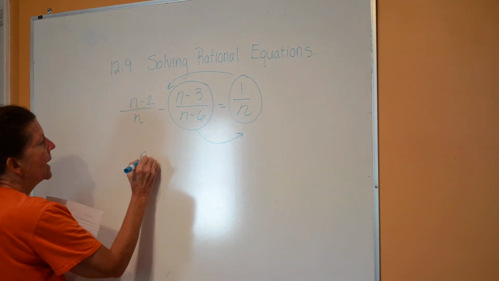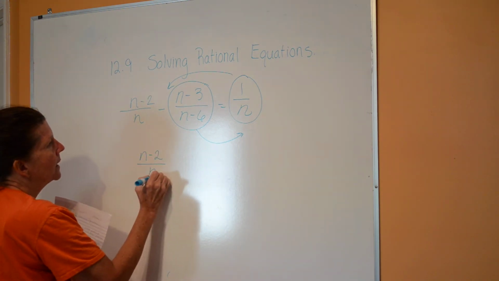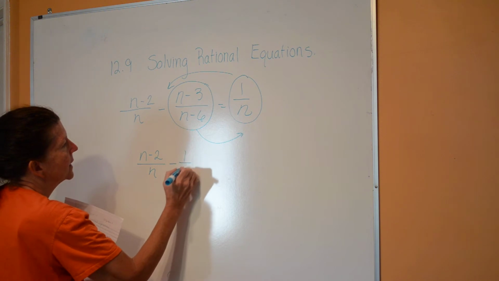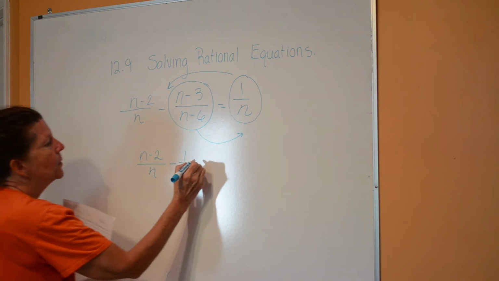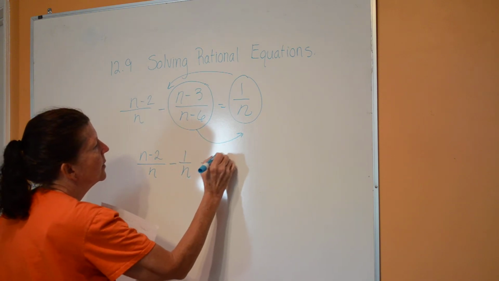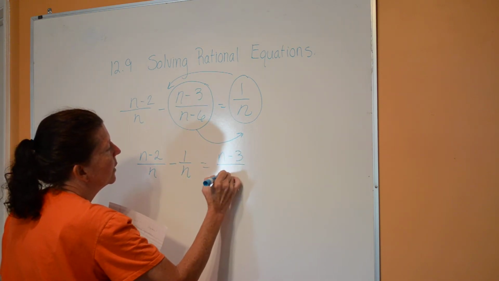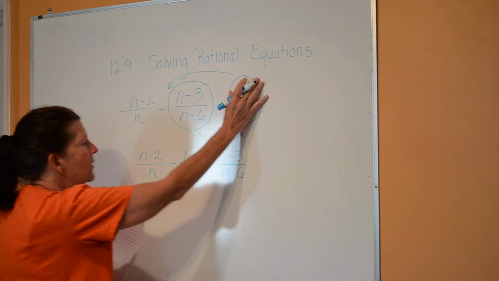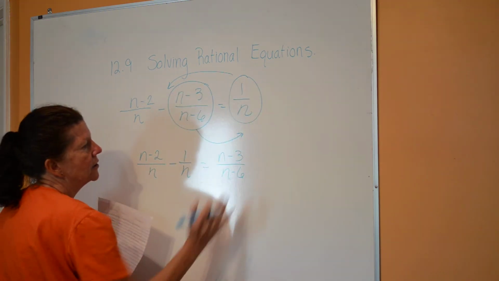So I'm going to get n minus 2 over n. I'm going to subtract that to get rid of it over there. Minus 1 over n. I'm going to add this term, because see, it's subtracted here. So I have n minus 3 over n minus 6. I move that whole thing as a unit.